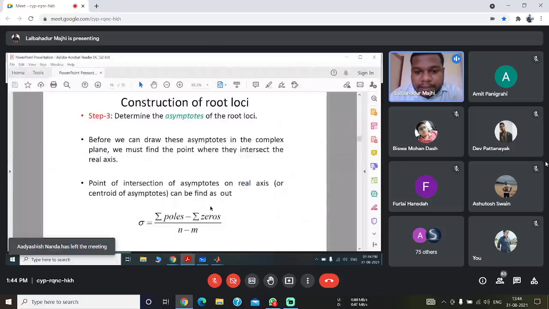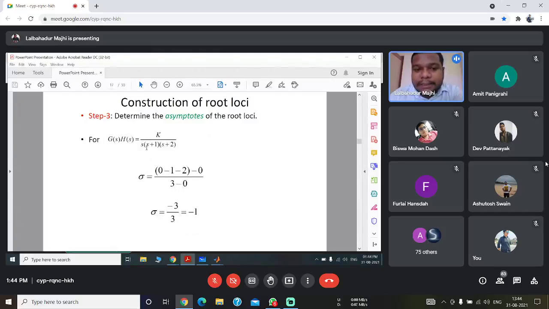So then we have to draw these asymptotes from a point. That point is known as the centroid of the asymptotes. It is calculated as: centroid of asymptotes is the summation of poles minus the summation of zeros, divided by n minus m, where n is the number of poles and m is the number of zeros.